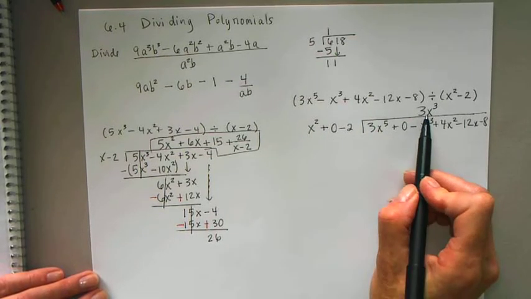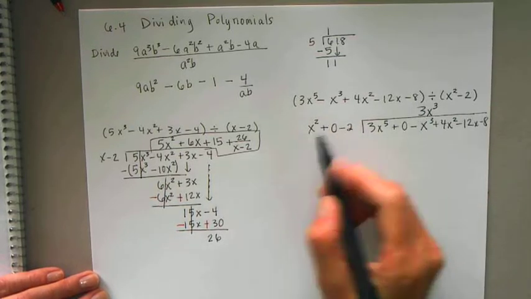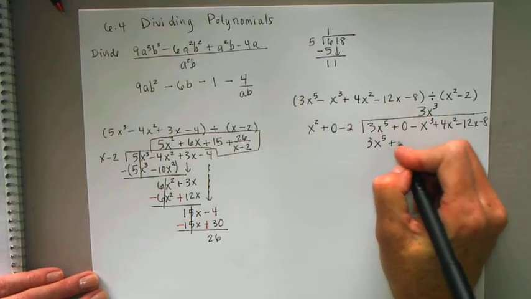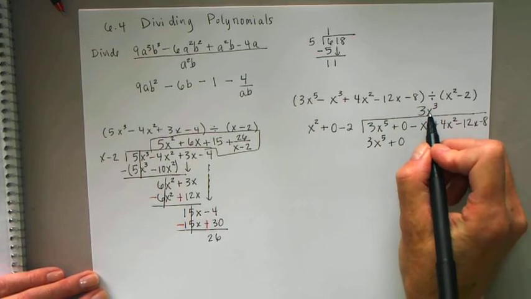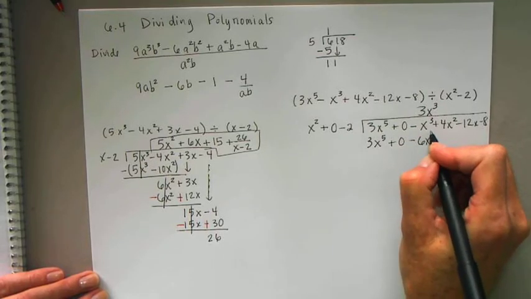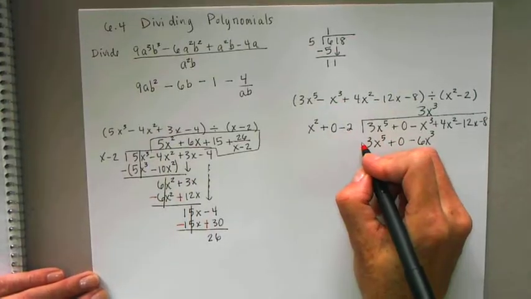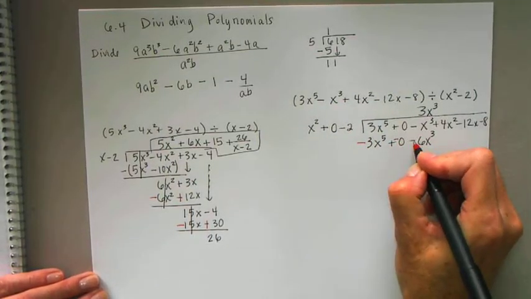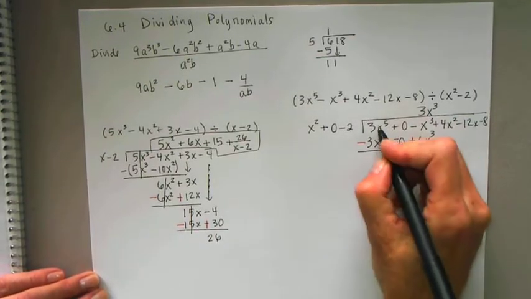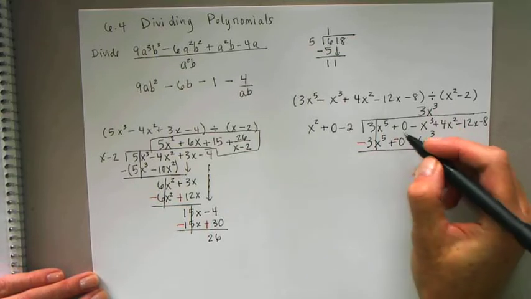Now you multiply this by the whole trinomial. So, I have 3x to the 3rd times x squared, which is 3x to the 5th. 3x to the 3rd times 0 is 0. And 3x to the 3rd times negative 2 is negative 6x to the 3rd. Now, the all-important thing to not forget is to subtract. So change every single sign. And that should make your first term cancel. And if it doesn't, you know you've made a mistake. Now, in this case, these cancel too.